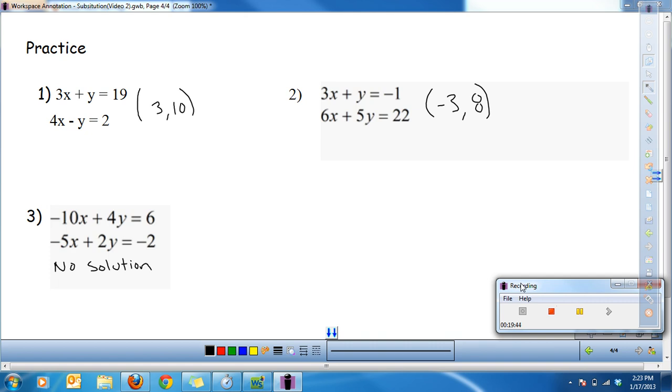Alright. You should have had number 1, 3, 10, and number 2, negative 3, 8, and this third one should have been no solution. So I'm sure you got stuck on this one. I want to talk about this one because it's a little bit tricky.